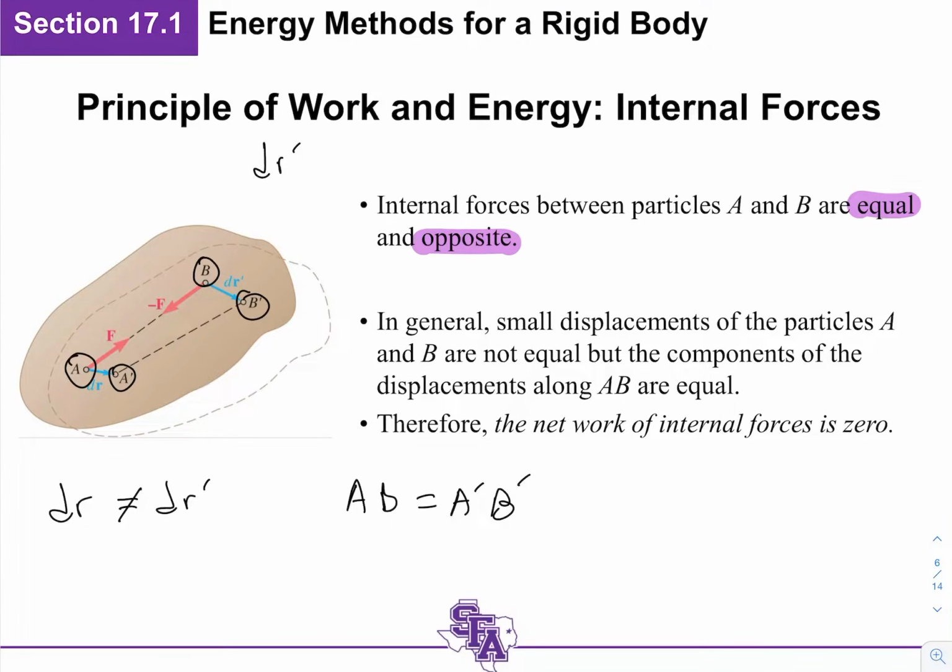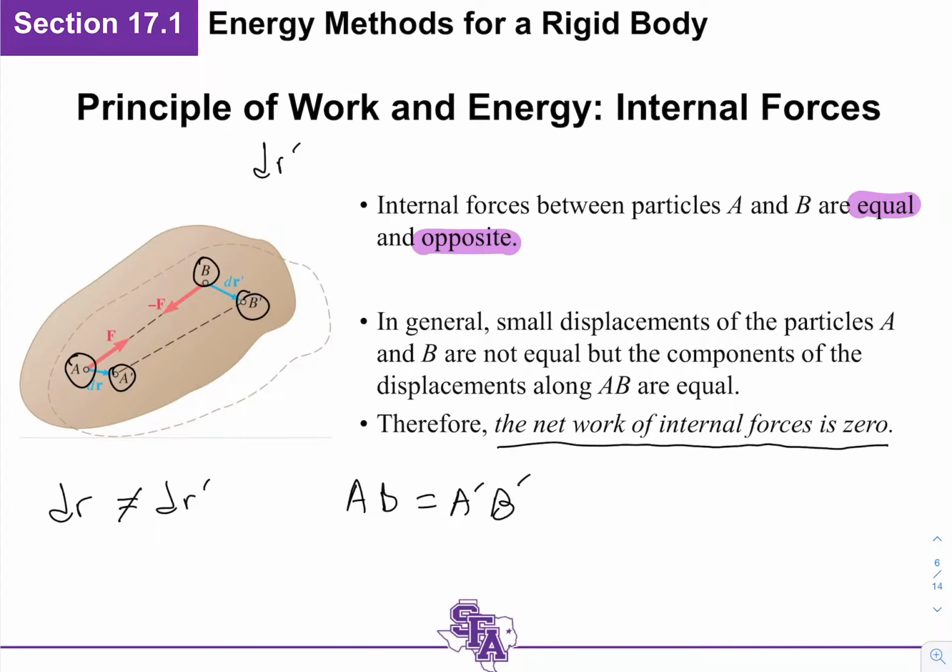So the distance between these two forces is still equal. The small displacements are not equal, but the total displacement is. So the displacements along the line AB are going to be equal. If we can understand this, that means there's really no change in distance between these two internal forces. Therefore, we can state that the net work of all internal forces is 0. And that's a pretty big statement.